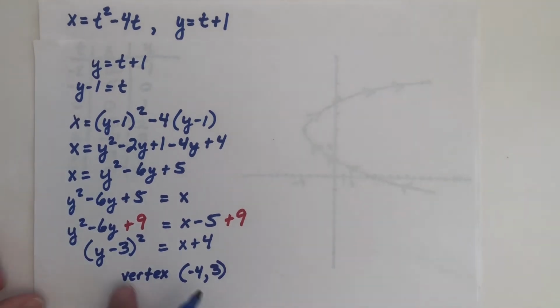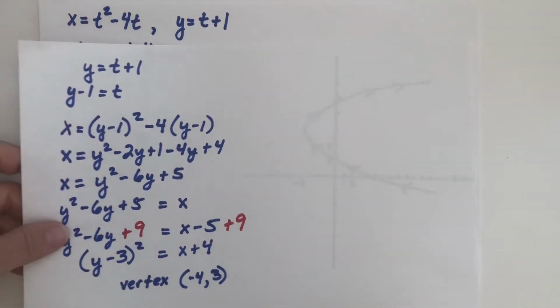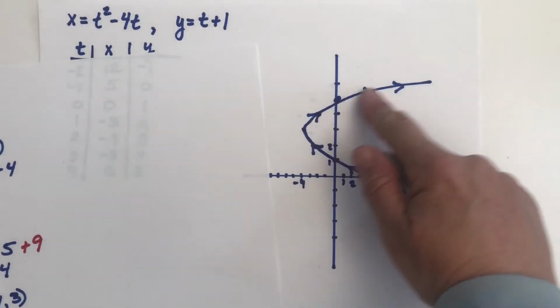But notice from this equation, one thing that you lose is the orientation. You wouldn't know the path of the point was going in that direction.